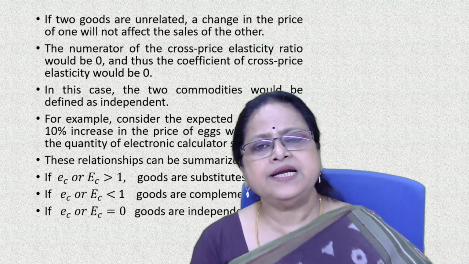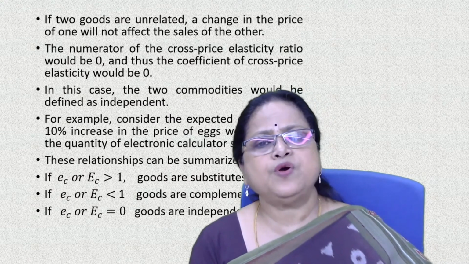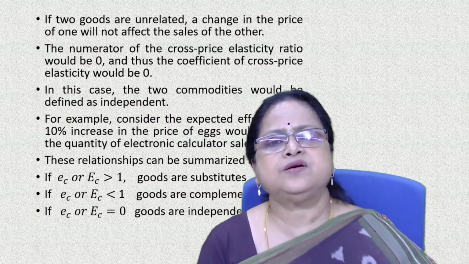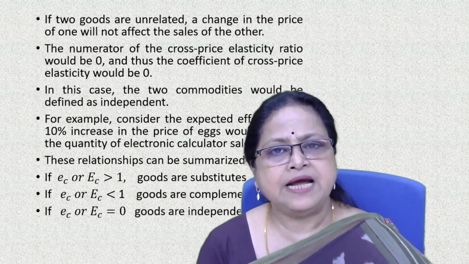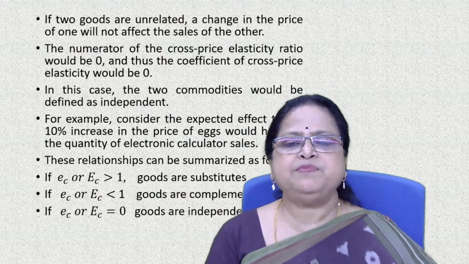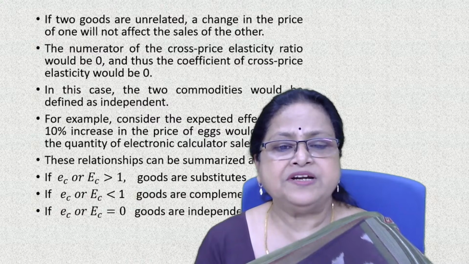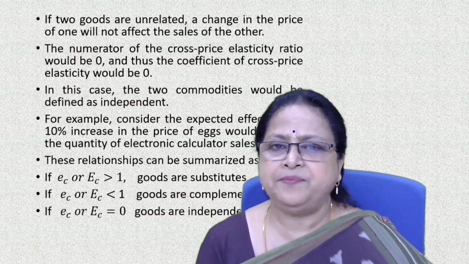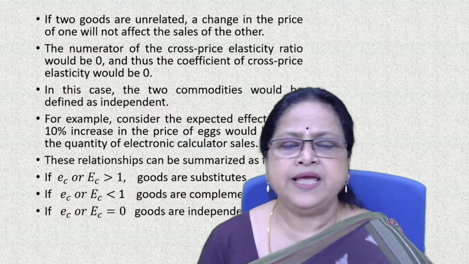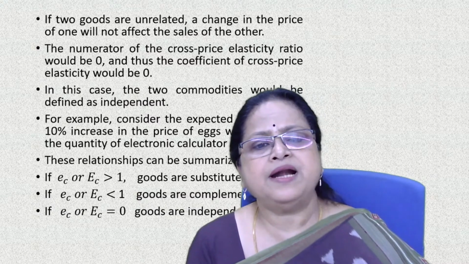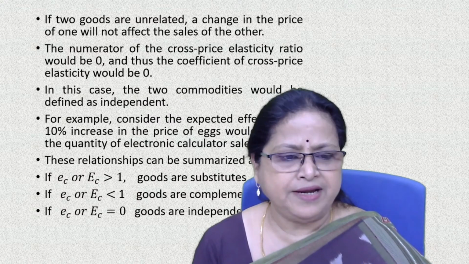If two goods are unrelated, a change in the price of one will not affect the sales of the other. So the numerator of the cross price elasticity ratio would be 0, and thus the coefficient of cross price elasticity would be 0. In this case, two commodities would be defined as independent. For example, consider the expected effect that a 10% increase in the price of eggs would have on the quantity of electronic calculator sales. That is totally independent. The cross price elasticity will be 0, because a change in the price of eggs is not going to affect the quantity demanded, or change in sales, of electronic calculators.